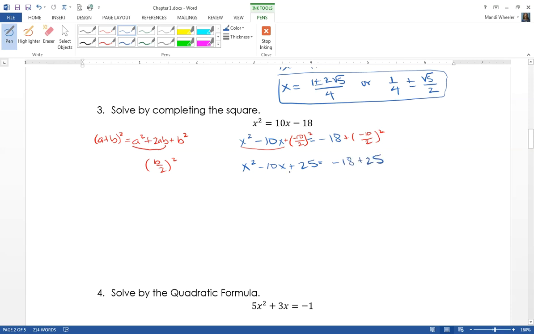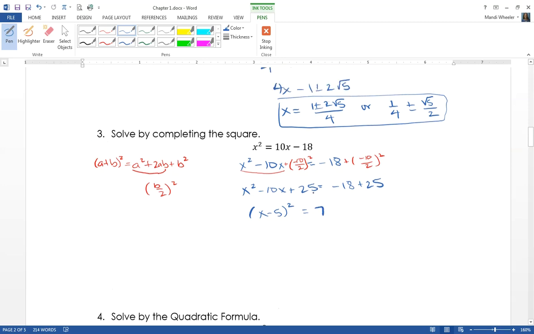And then we can factor this left-hand side. So factors of 25 that add to -10. Well, that's x minus 5 and x minus 5. And so we can write that as x minus 5 squared. And then on the right-hand side, when we combine like terms, that's going to be 7.